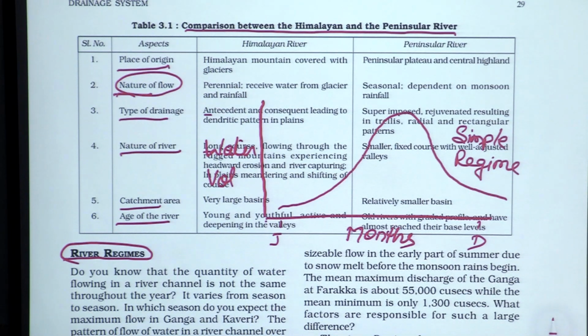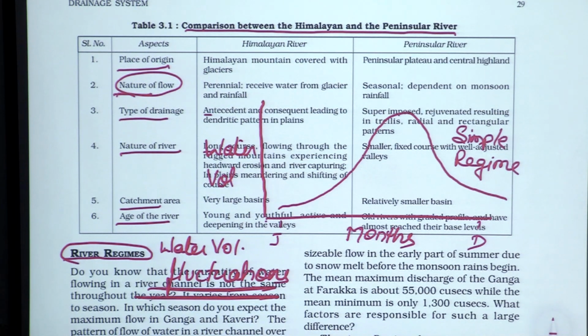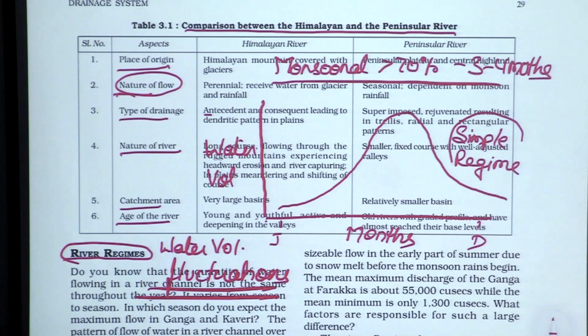So attempt the definition of regime. Regime is water volume fluctuations in any river or river system. Now what you need to understand is that because India is a typical monsoonal climatic country, with more than 70% of annual rain coming in 3 to 4 months of the year, by default we will have simple regime as our dominant example.